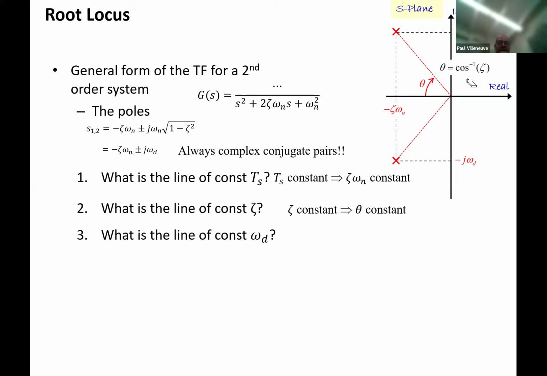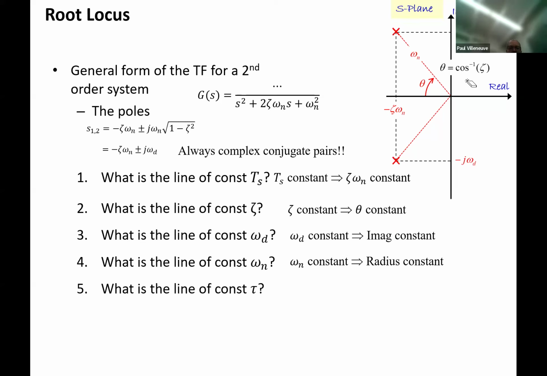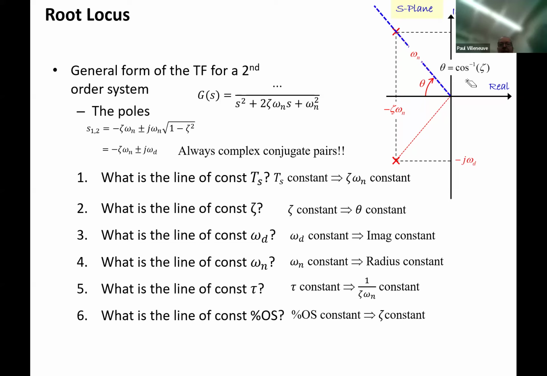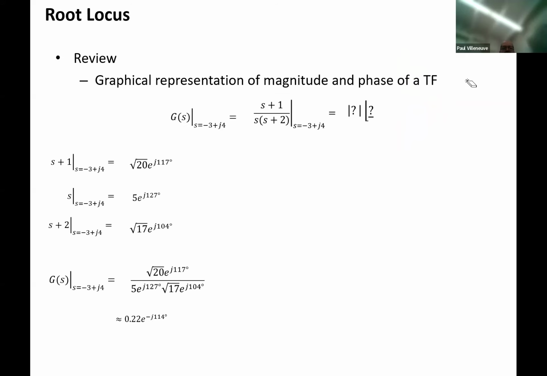What is the line of constant omega sub d? That's where our imaginary part is constant. Usually that doesn't work for us so well, but the first two for sure. What about constant omega sub n? That's going to be the circle, where it reaches out from the origin. What is the line of constant tau? It's the same thing as item number 1, correct? You just have to invert it. And what is the line of constant percent overshoot? It's the same thing as line number 2, where we have zeta being equal to constant.